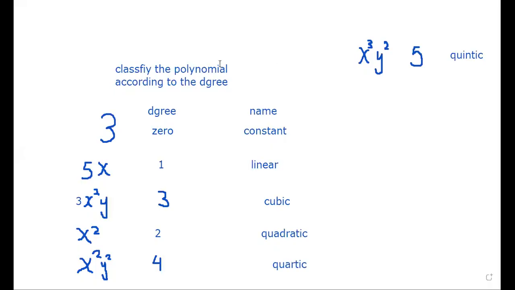Classify polynomial according to the degree. If it's only a number like 3, the degree will be 0 and the name is constant. If it's first degree, it will be linear. Second degree, quadratic. Third degree, cubic. Fourth, quartic. Fifth, quintic. Okay, so this is how we can classify polynomials according to their degree.